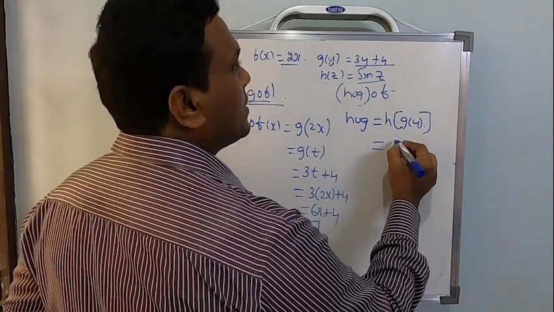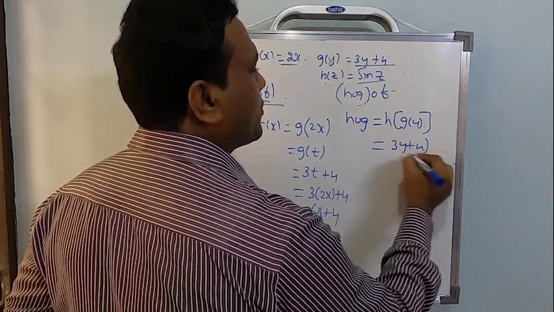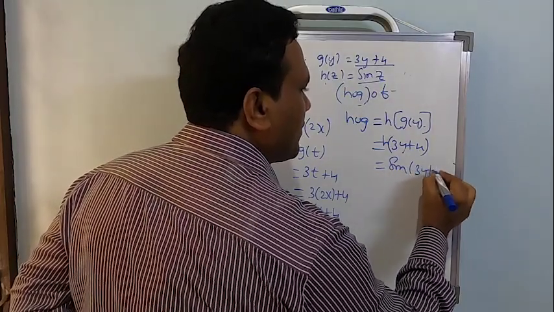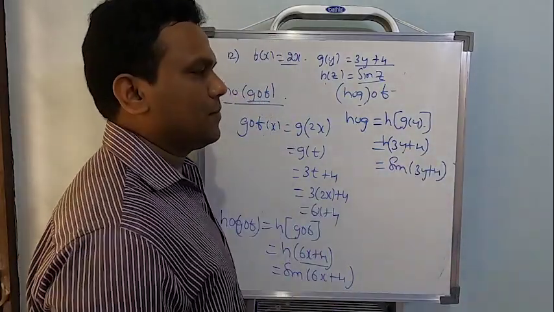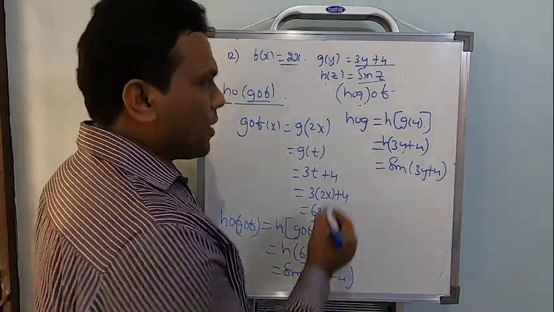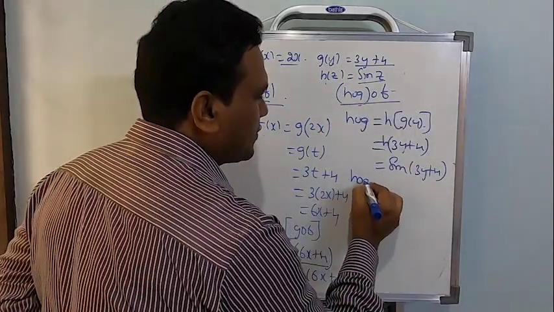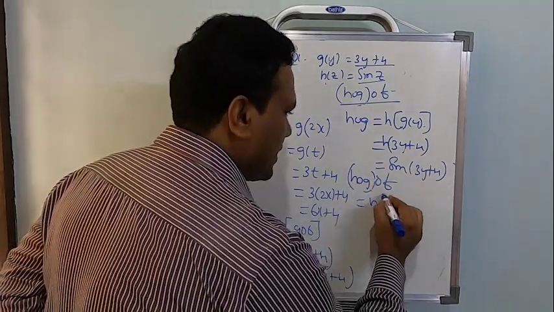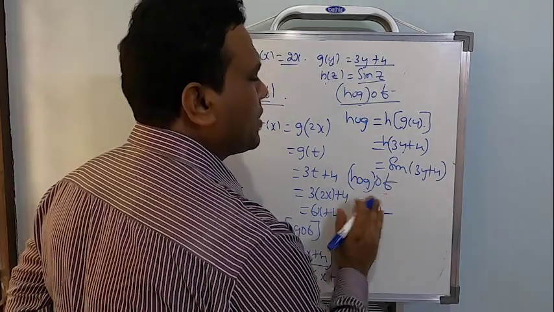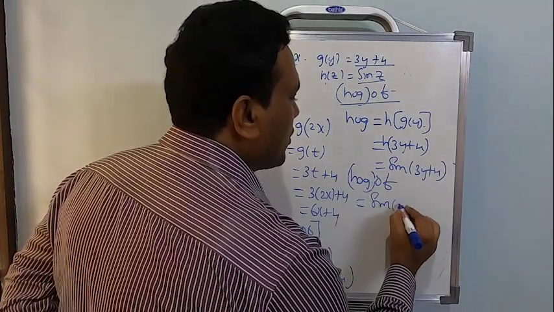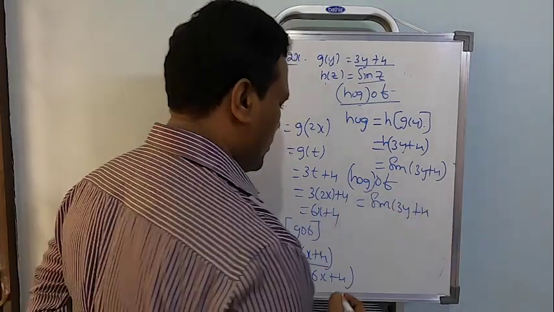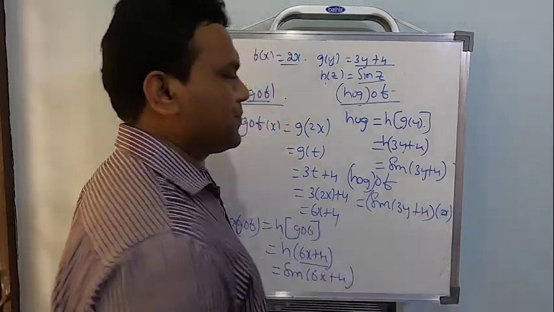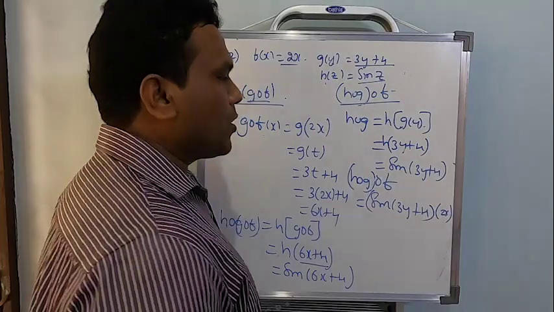Now h of g of y. What is g of y? We got it. g of y is 3y plus 4. So h of 3y plus 4. Therefore, sin of 3y plus 4. That is h of g, right? Now what I got here, I have to find h of g composed with f. So let me take h of g, whatever I got here, sin of 3y plus 4, right? This should be composed with 2x. Correct? That's how it will be written.